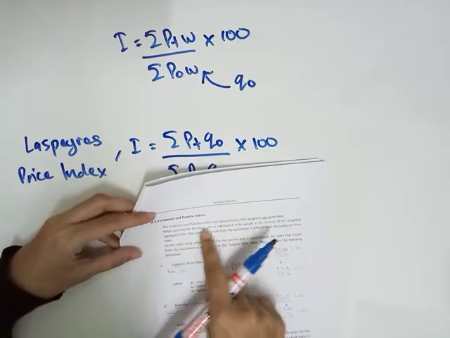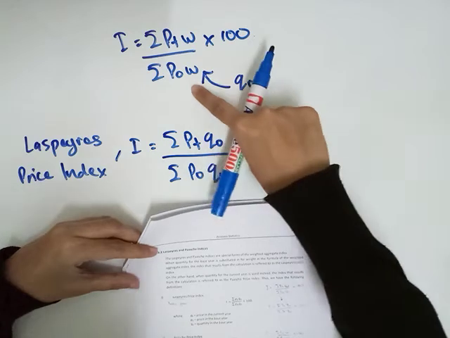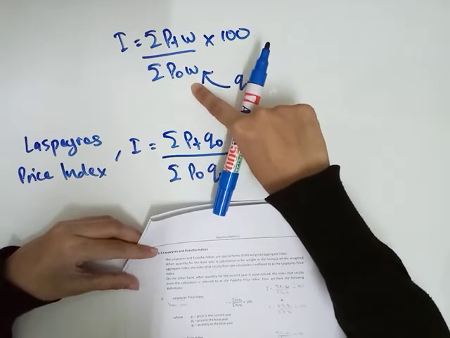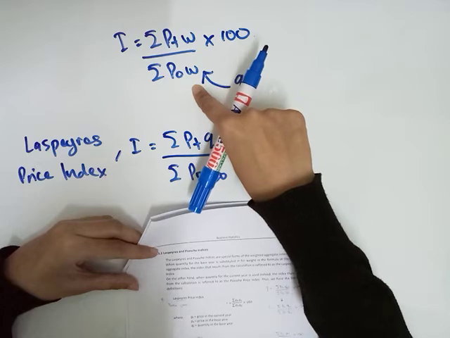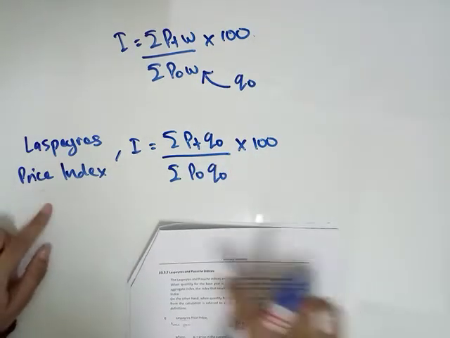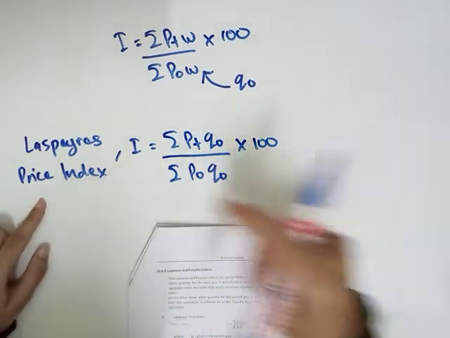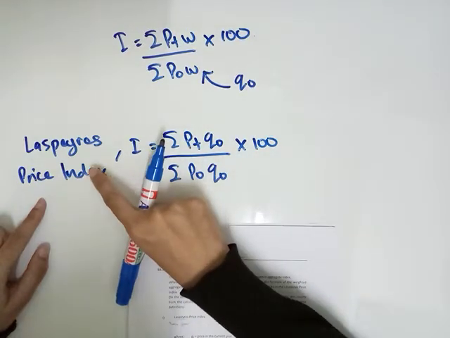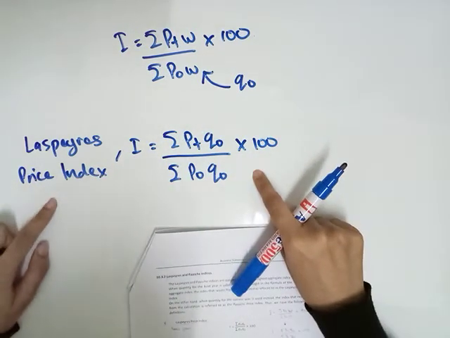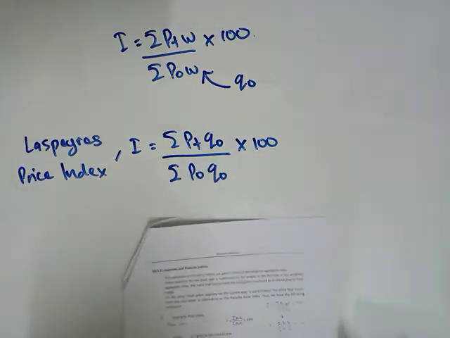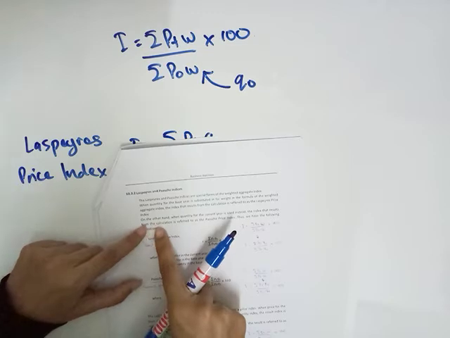When quantity for the base year substitute into weight in the formula of the weighted aggregate index, then the results from the calculation is referred to as the Laspeyres price index. Okay, we call as Laspeyres price index. This one is new formula for Laspeyres price index. Okay, you faham nah? And then look at the third notes.